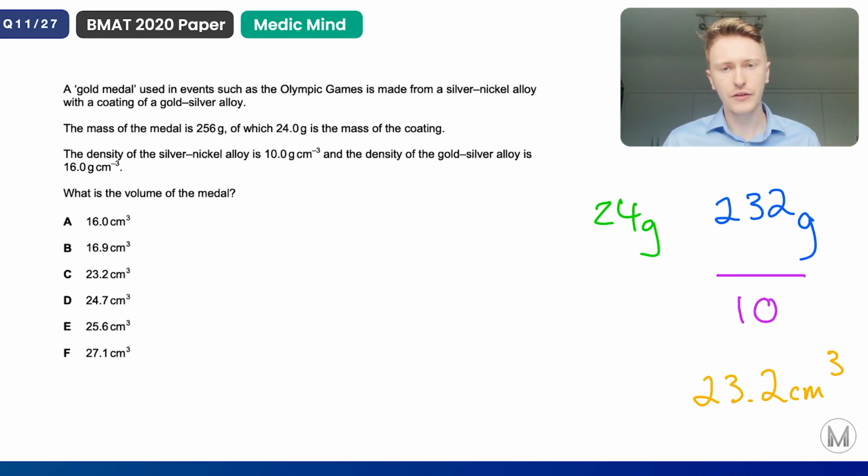We can do the same thing for the coating. So we've got 24 grams. It has a density of 16 grams per centimetre cubed. So we simply divide it by 16. And hopefully you recognise these are both multiples of 8. So you can fit in 1 lot of 16 and a half into 24. So overall, this is 1.5 centimetres cubed. If we then add these two together, we will get our answer. In this case, it's 24.7, which gives us answer option D.